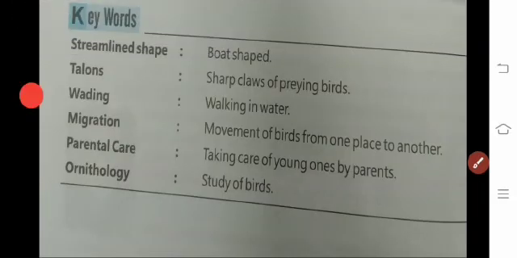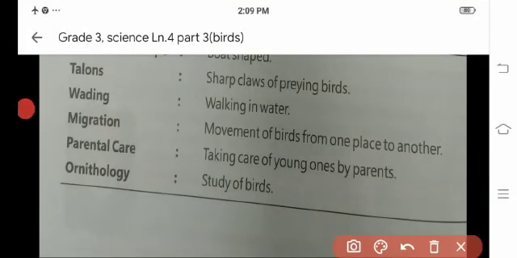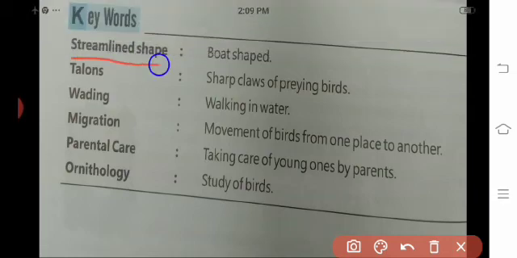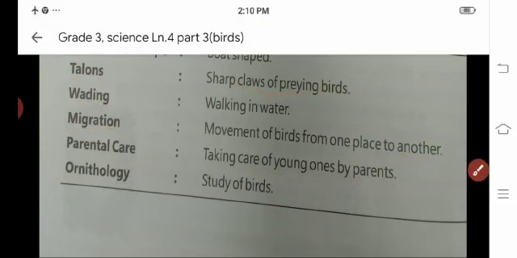Some of the keywords we can see. Streamlined shape, it's a boat shape. Talons, sharp claws of preying birds. Wading, walking in water. Migration, movement of birds from one place to another. Parental care, taking care of young ones by parents. Ornithology, study of birds.